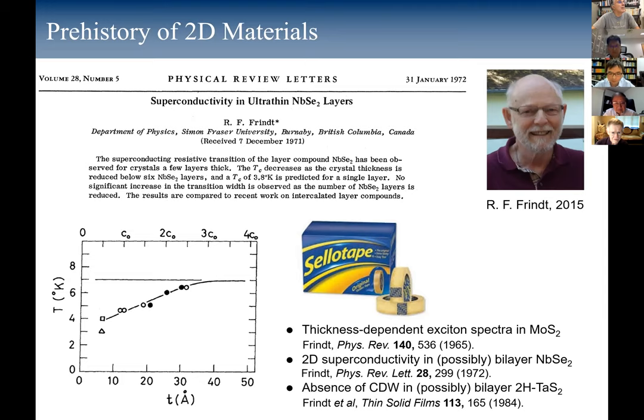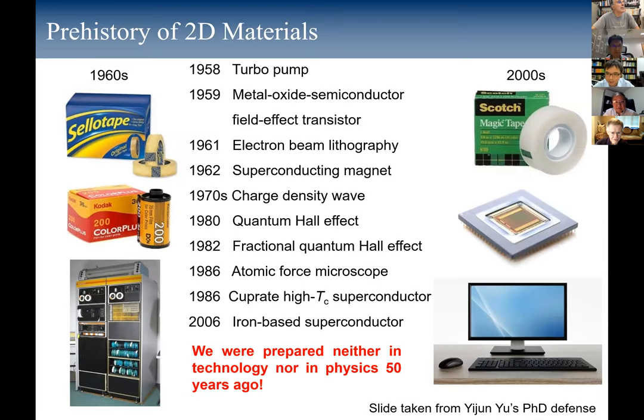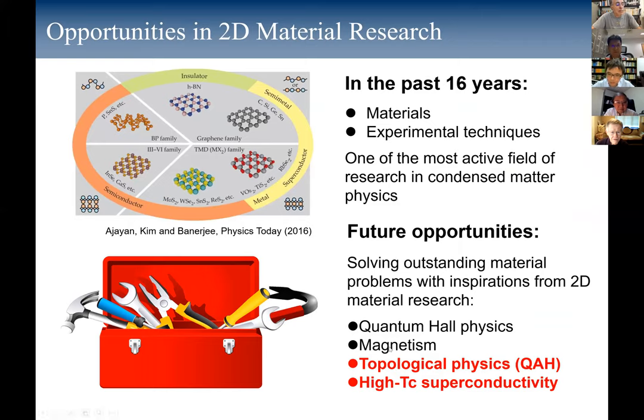But if you look at what happened between the 60s and now, there's a long list of discoveries and technical advancements during that time. And you understand why we as a community didn't grasp the opportunity. We were prepared neither in technology nor in physics 50 years ago. But luckily now, we are in a position to run with the idea and to develop 2D materials into a very large field. And now 2D material research is probably one of the most active research areas in condensed matter physics, in the past 16 years.